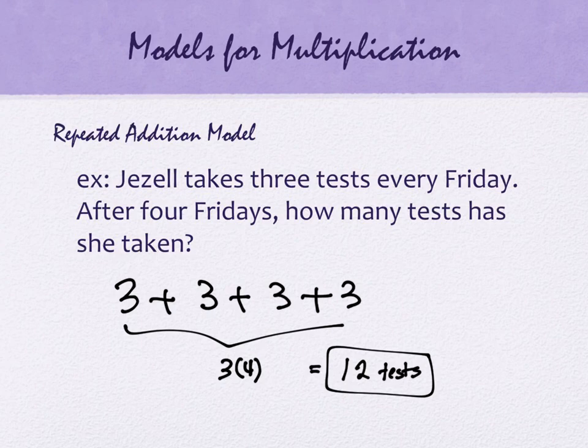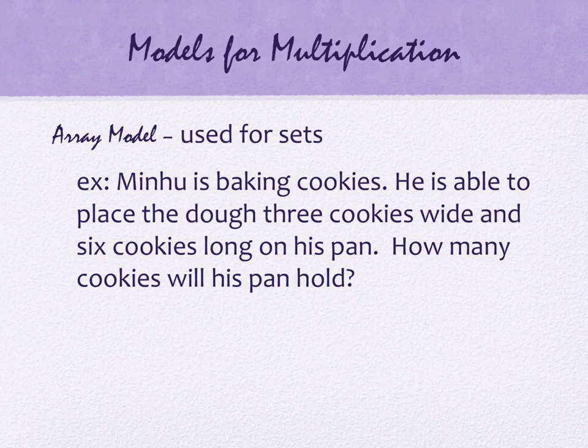Okay, model number 2, again, different phrasing or different description of the problem. Menu is baking cookies. He is able to place the dough 3 cookies wide and 6 cookies long on his pan. Right? It doesn't say Menu is making cookies. He makes 3 cookies today, 3 cookies tomorrow. That's not what's happening. Right? We've got a picture of what's happening here that's different than the last one. How many cookies will his pan hold?